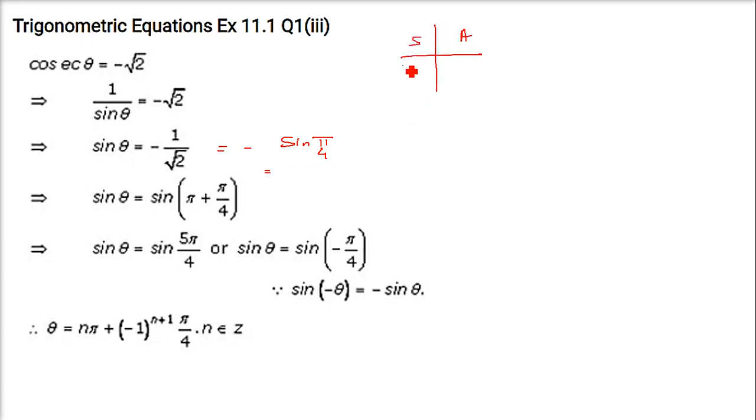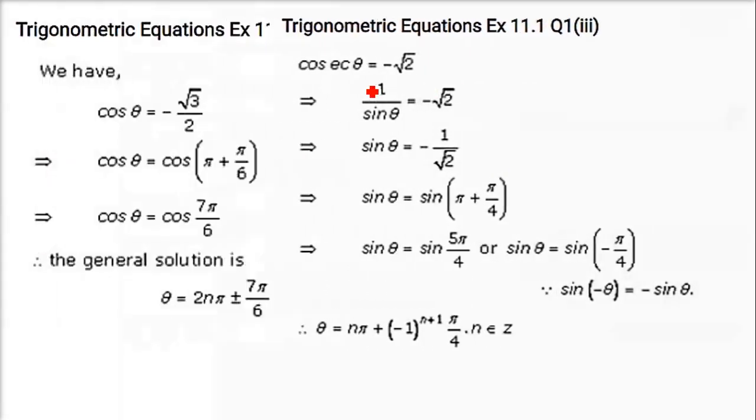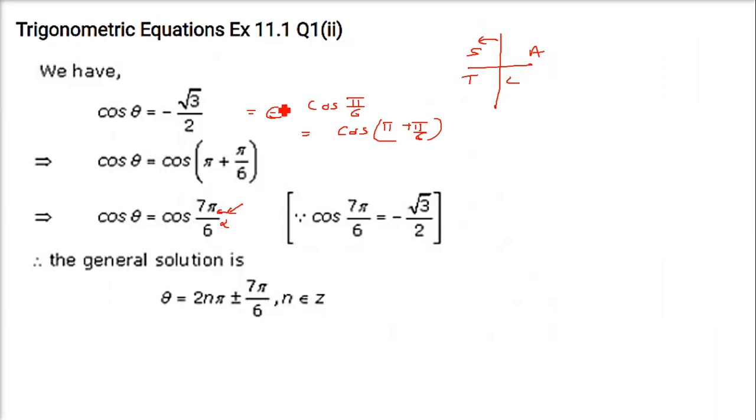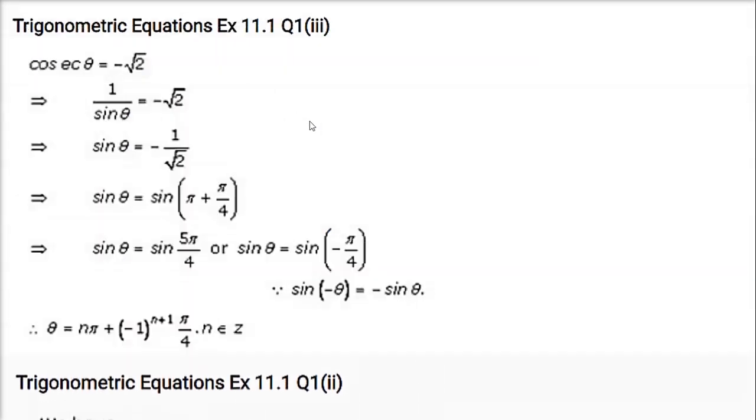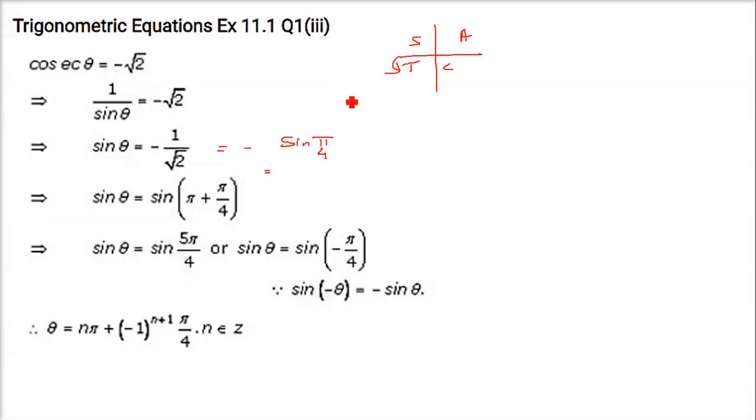Now sin pi plus theta. Here we are going to use sin pi plus pi by 4. So pi plus pi by 4, sin will be negative here. So in order to remove this, we can write this as sin pi plus pi by 4. What do you get here? This pi plus pi by 4 is 5 pi by 4. So sin theta is sin 5 pi by 4. Now this is theta, this is alpha.